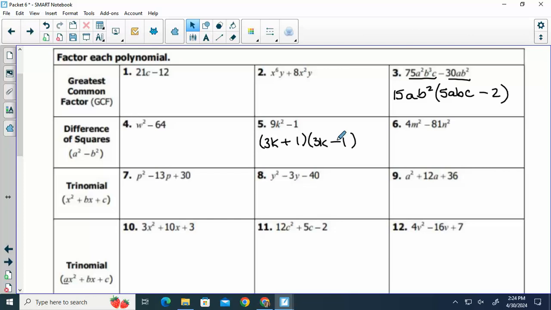How can you check yourself on factoring? Yeah. If you FOIL everything out, it should give you the original. All right.